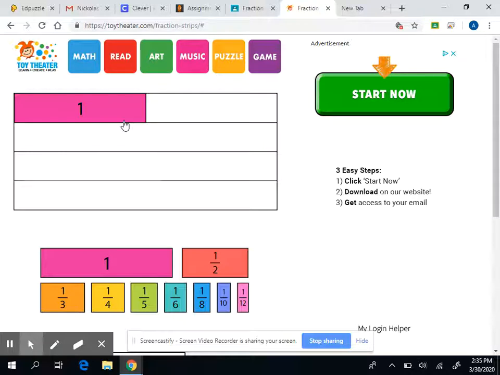This one tells us that we have one whole. So our fraction for one whole is 1, just like this, right? Because our denominator tells us how many parts are in a whole, and how many of those parts we have goes in our numerator. One whole.